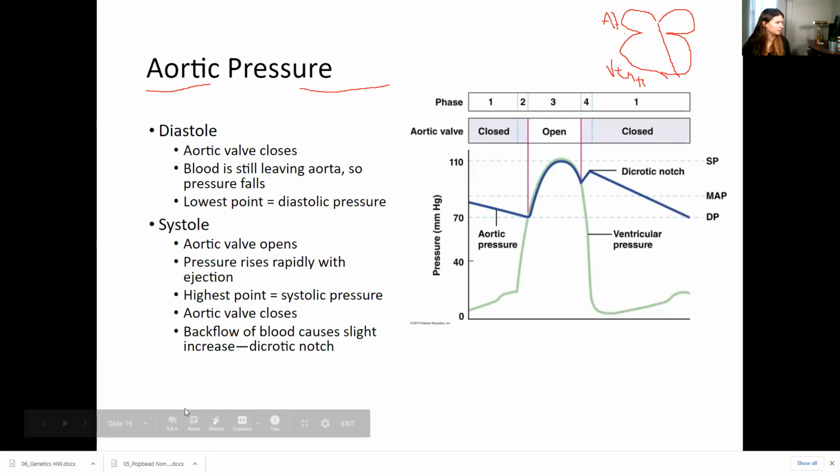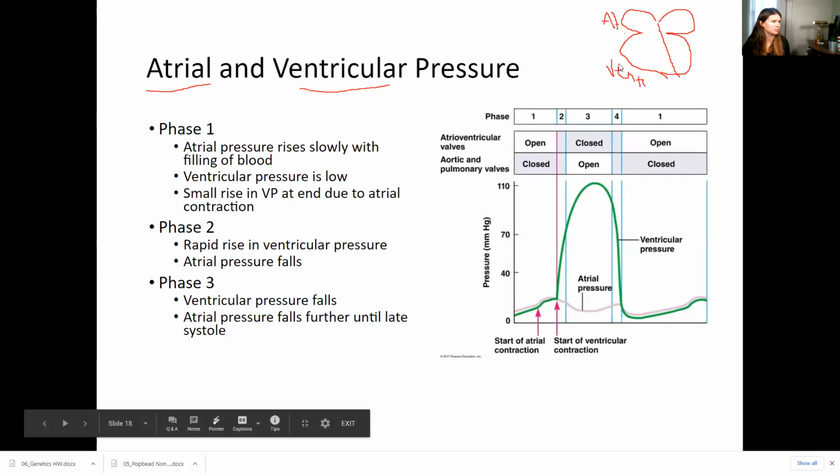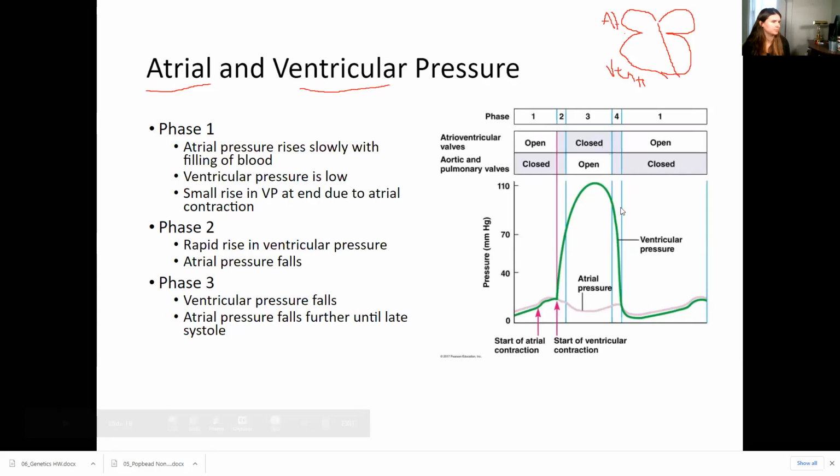There's not a section for phase 4 here, so I'll just mention what's happening during phase 4. You can see during phase 4, which is the isovolumetric relaxation, so that beginning of diastole, our ventricle expands, it will get even bigger. It's expanding, it's dilating. This drops the pressure super low, super fast. So that's what's going on here.